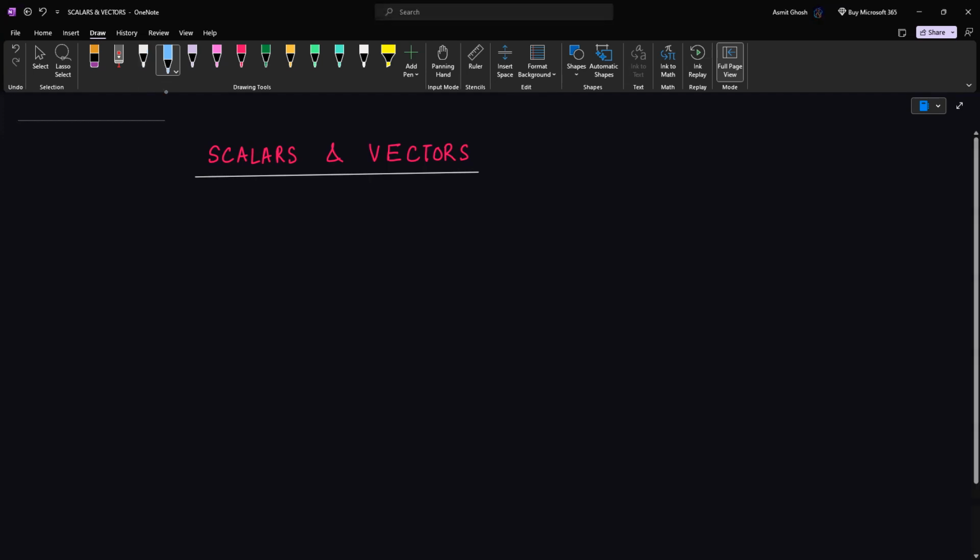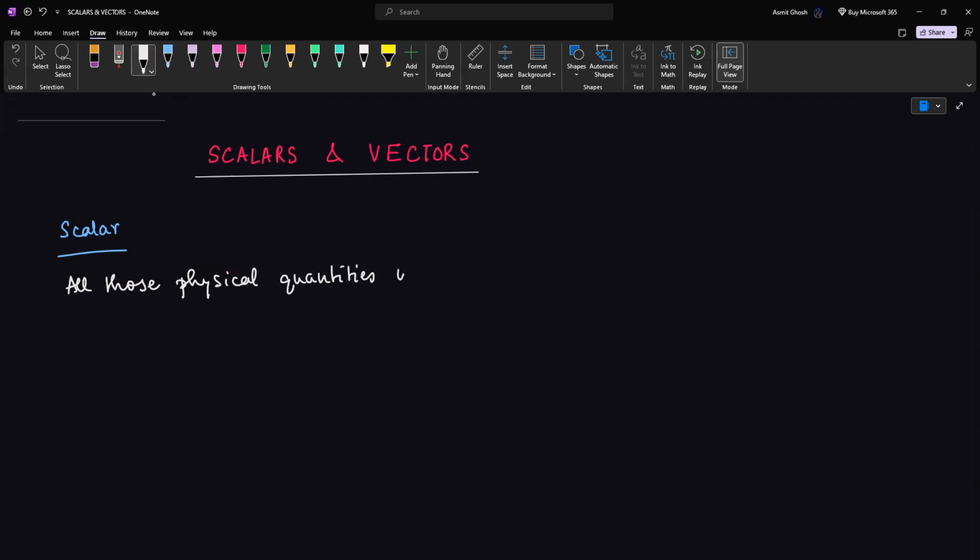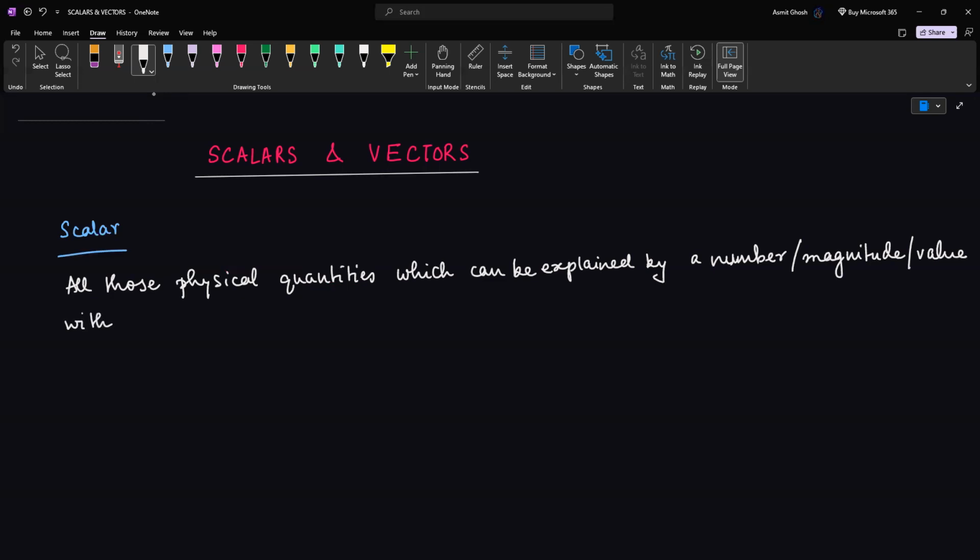So, first of all, we will learn about what is a scalar. All those physical quantities which can be explained by a number, magnitude or value with suitable units for their complete description are known as scalar quantities.